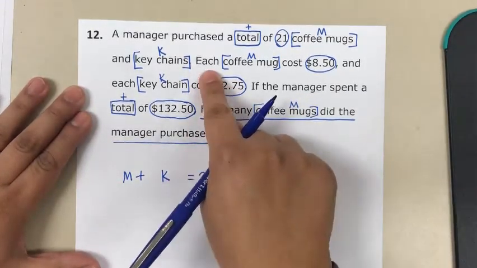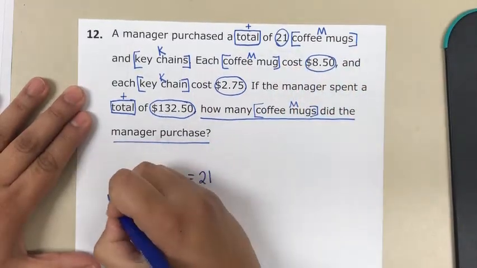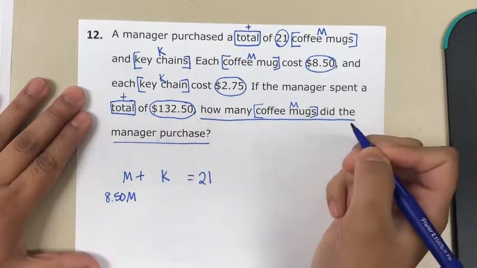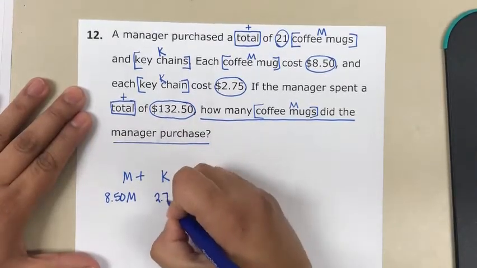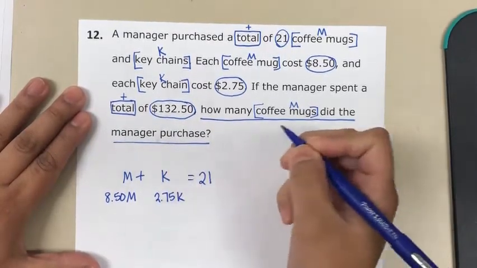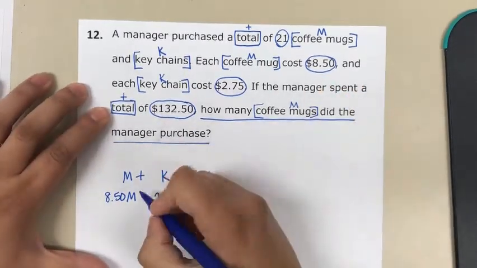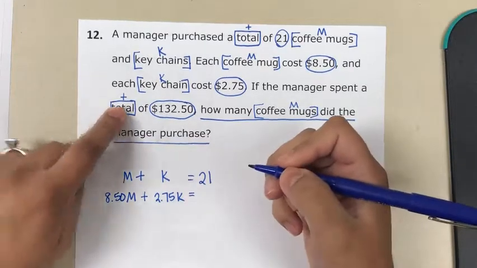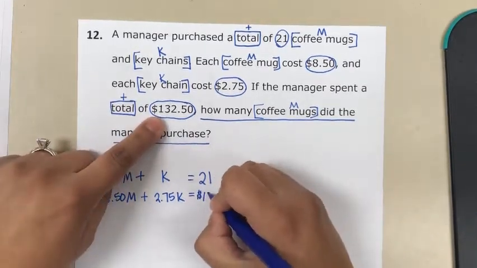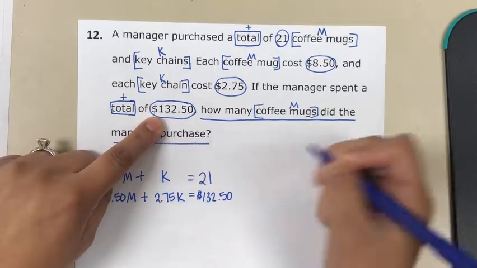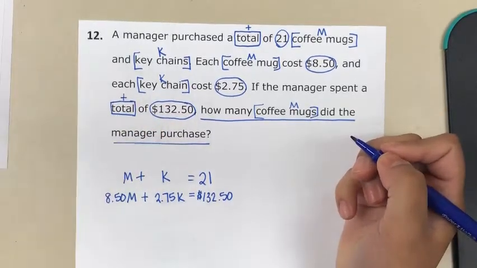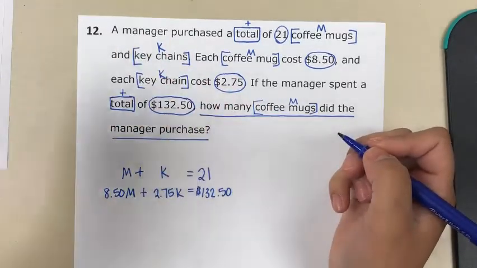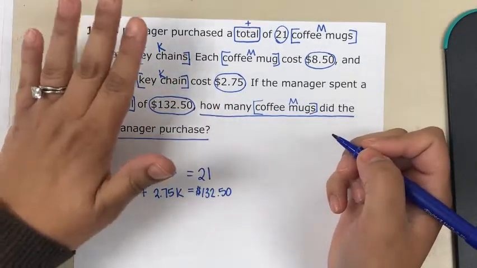Second equation, each coffee mug costs $8.50. So $8.50 for a coffee mug, and it's $2.75 for a keychain. Okay, they spent a total, which means I'm adding those two things together. And it adds up to $132.50. Here's my system of equations. Now, how many coffee mugs did the manager purchase? Great, okay. So there's a third time through.